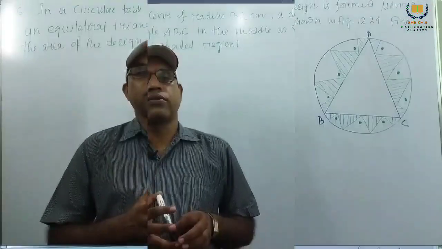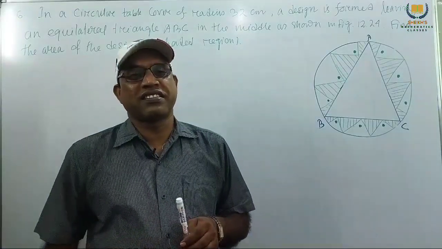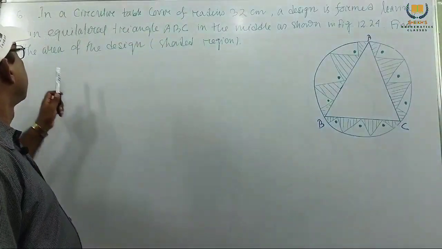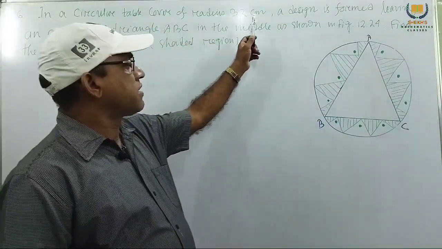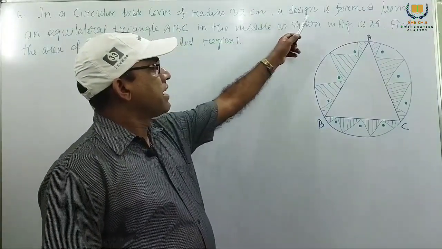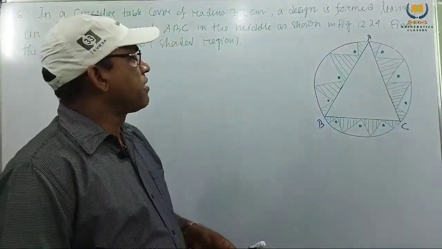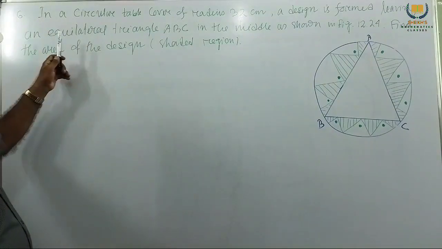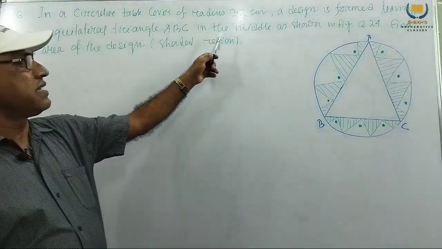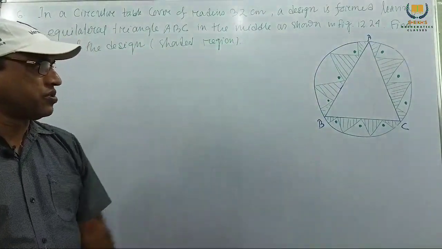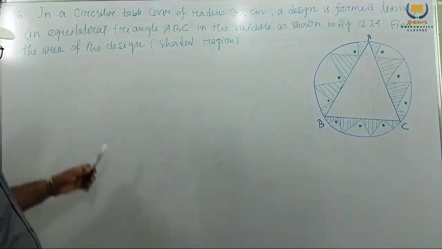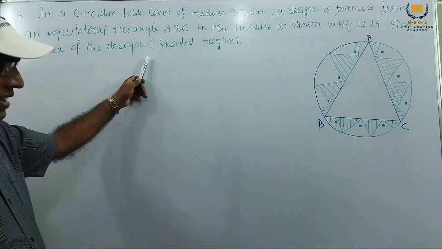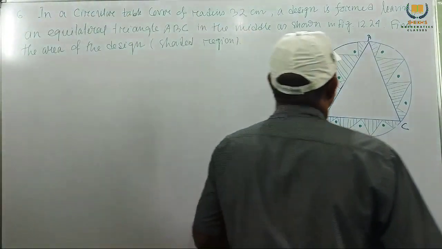Now we consider problem number 6. Problem 6 says: in a circular table cover of radius 32 centimeter, a design is formed leaving an equilateral triangle ABC in the middle as shown in figure 12.24. Find the area of the design, that means the shaded region.